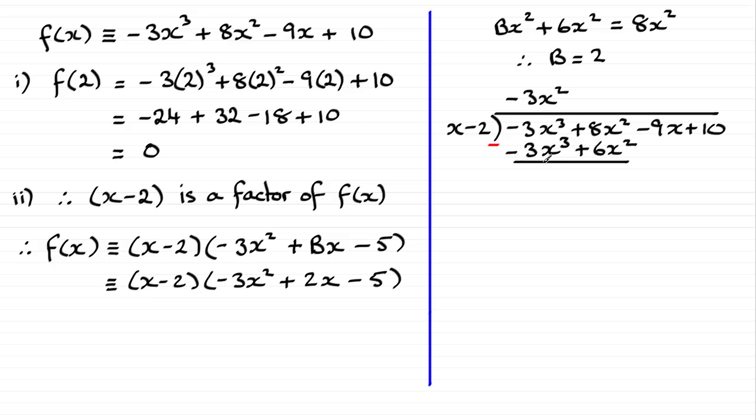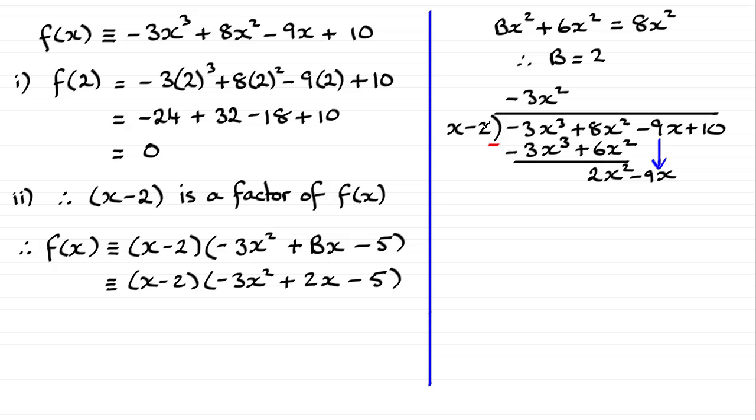These two terms cancel one another out, but we have here 8x squared minus plus 6x squared, so that's going to give me 2x squared. So put that down there. And we bring down the next term, the minus 9x. So if I bring that down, we've got minus 9x there. And we start over again.